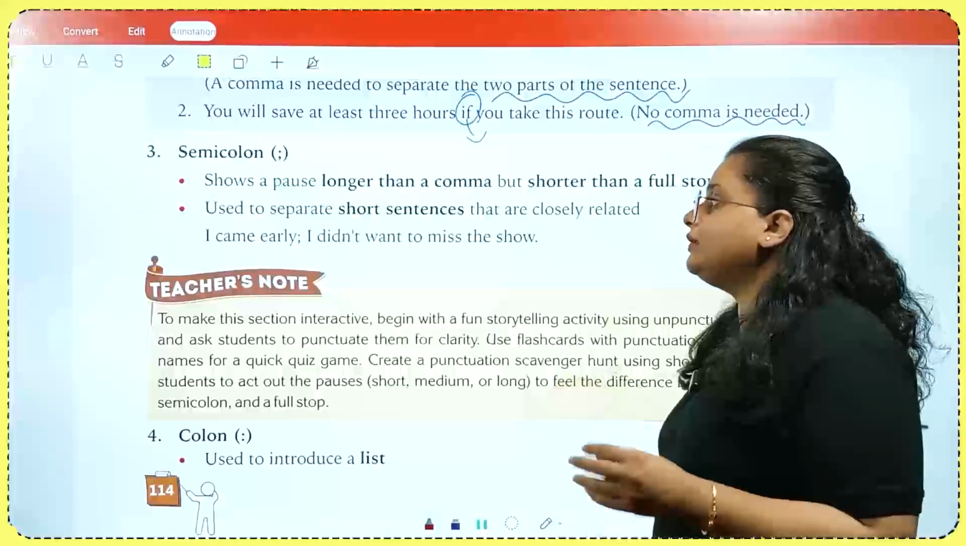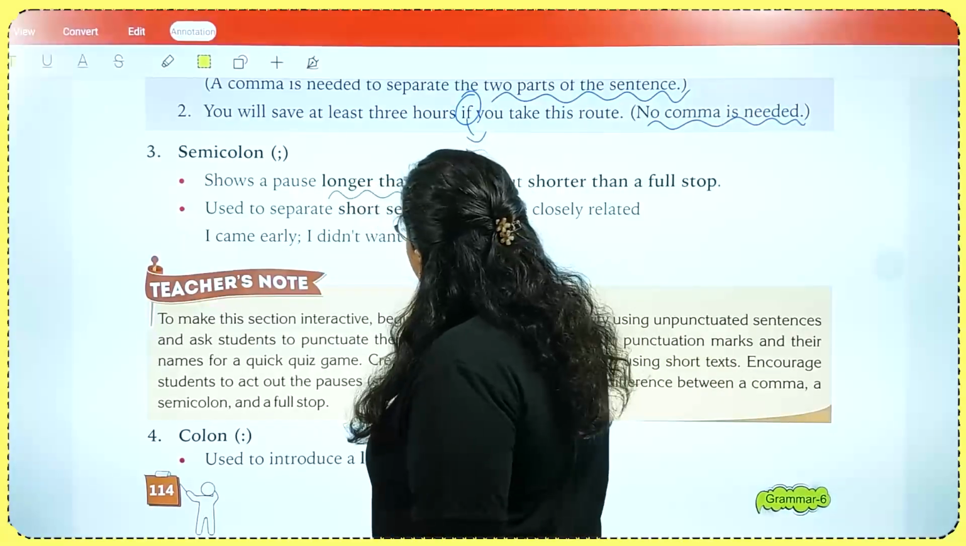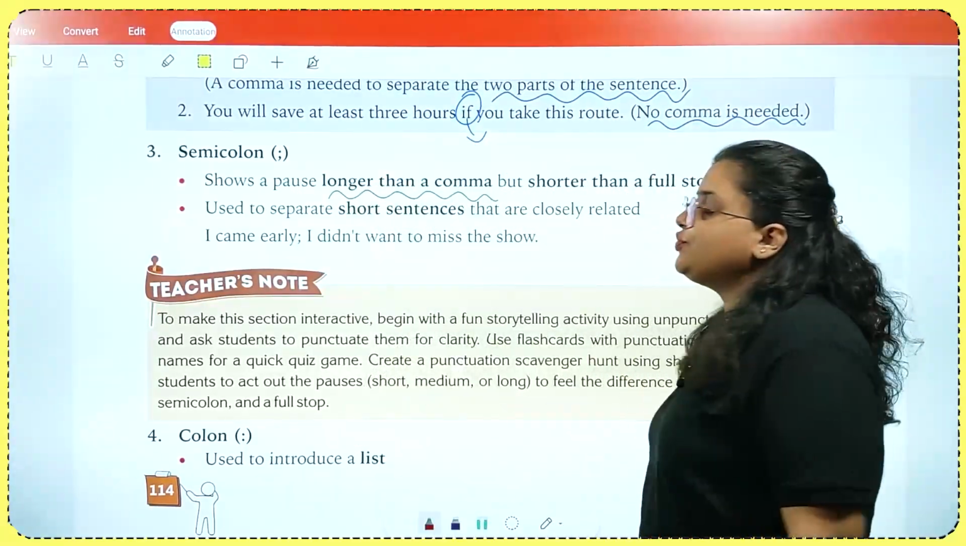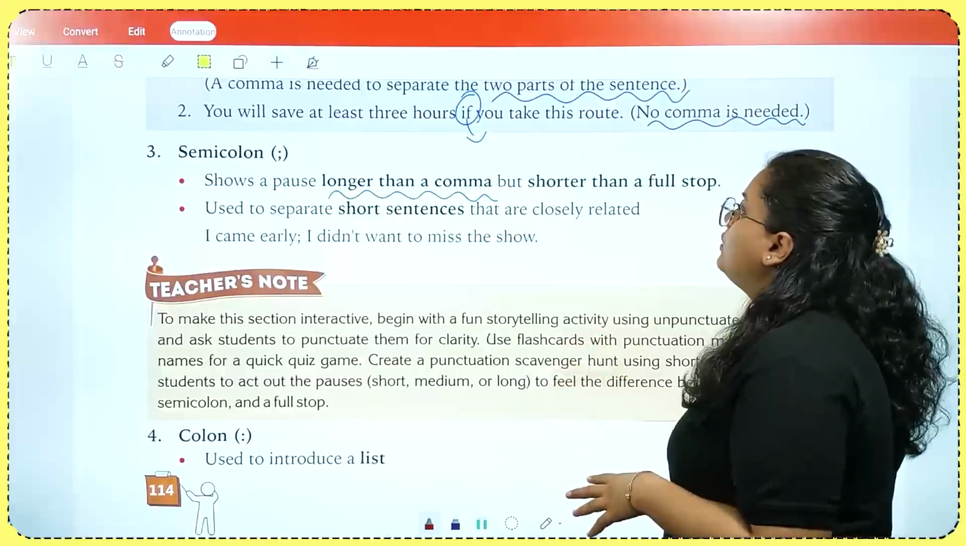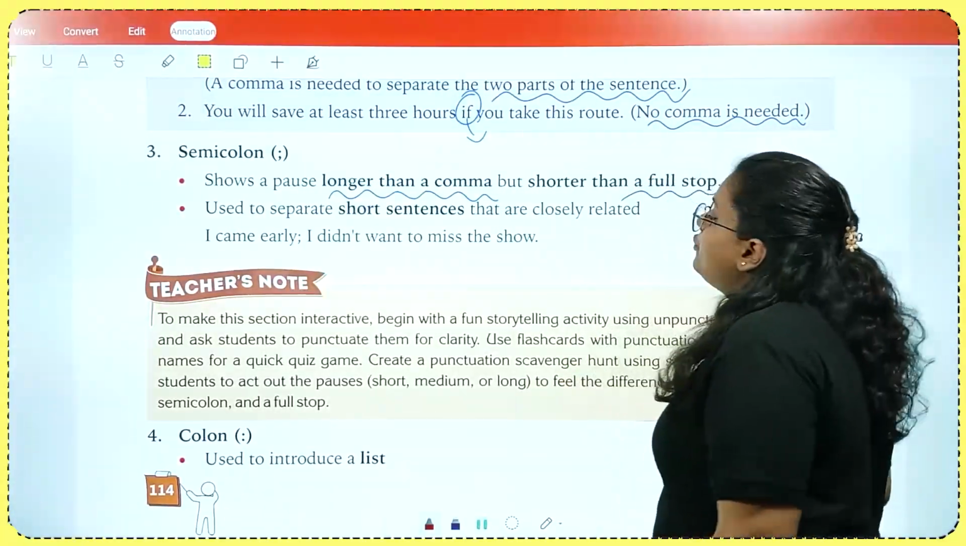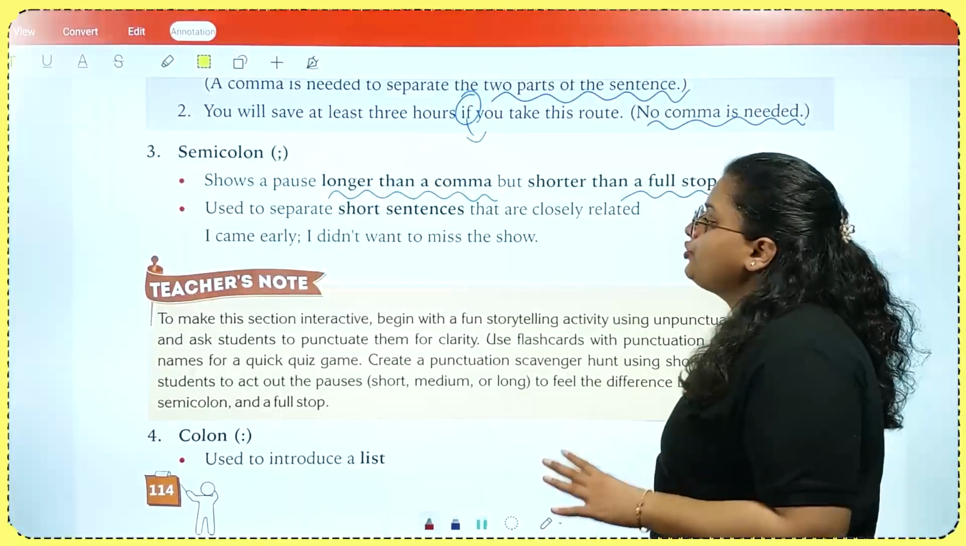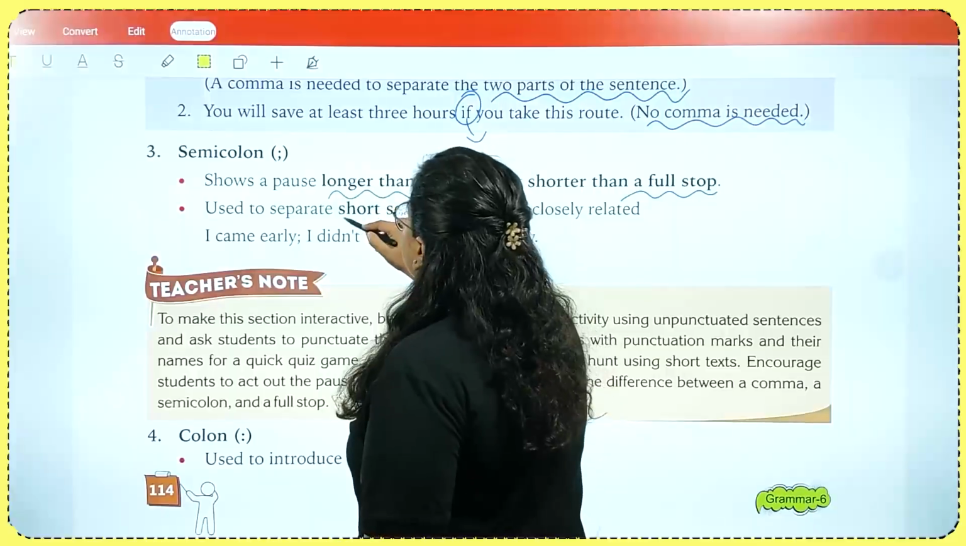Now semicolon shows a longer pause than a comma. A comma से longer pause when we have to show, we use a semicolon, but shorter than a full stop. Okay, full stop से कम और comma से ज़्यादा. Used to separate short sentences that are closely related.